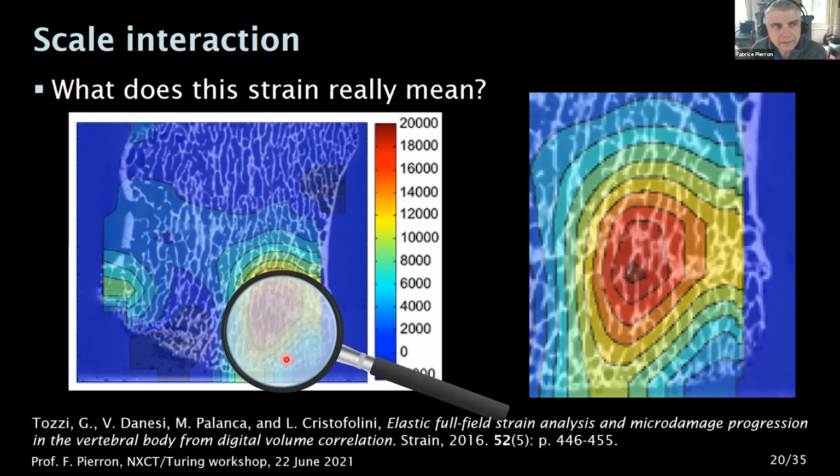Now, strain, as it's defined here, is a continuum model. And you're trying to apply that to something that's fundamentally discrete here. And the question is, what do these strains mean? What kind of average do they represent? And we don't really have the answer to that question.